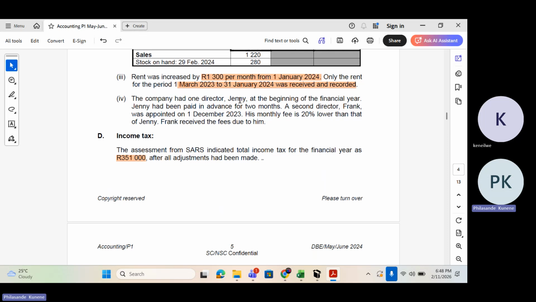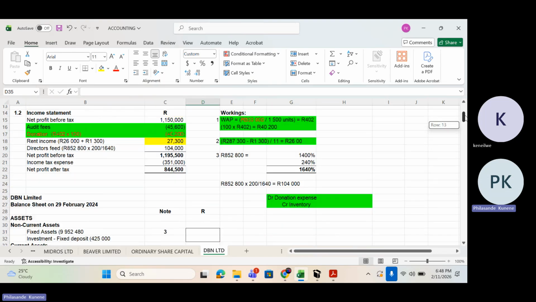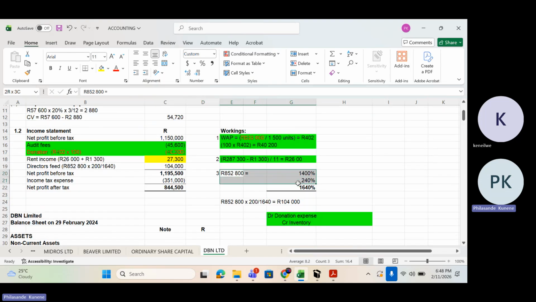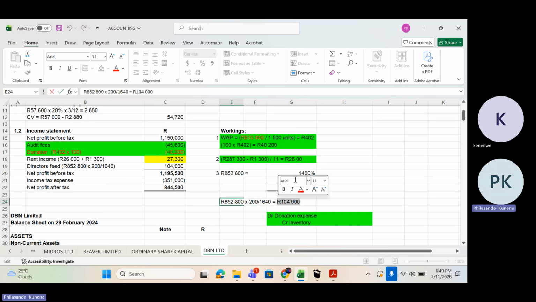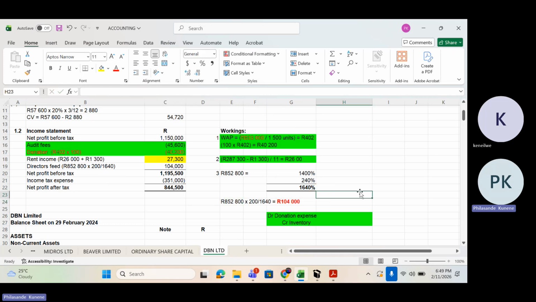The company had one director, Jenny, at the beginning of the financial year. Jenny had been paid in advance, they told us here, for 2 months. A second director, Frank, was appointed on 1 December 2023. His monthly fee is 20% lower than that of Jenny. Frank received fees due to him. Since here we have directors' fees that were paid in advance, how do we treat that in the income statement? We did the calculation. I think these are the calculations that we did, and we found out how much was paid in advance. It was 104,000 rands in total.